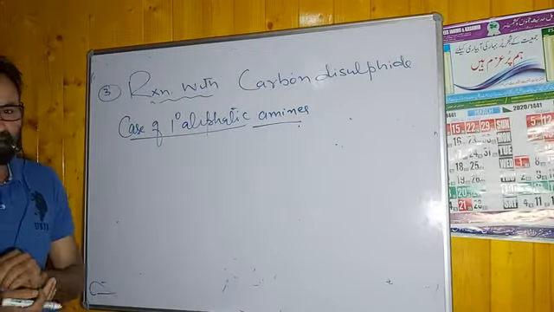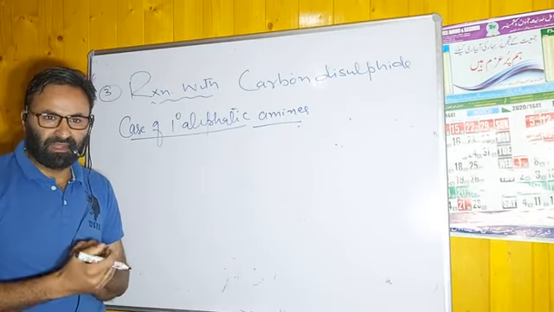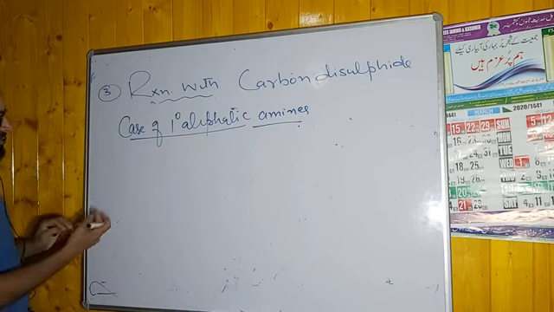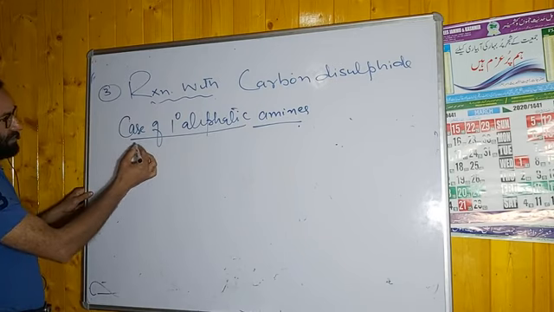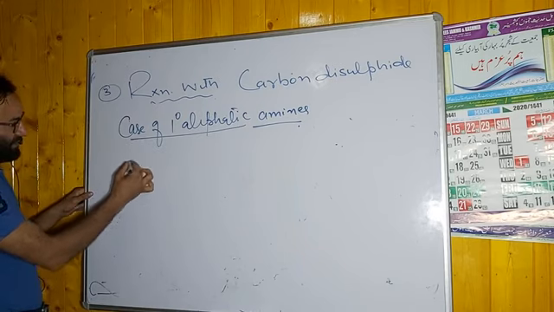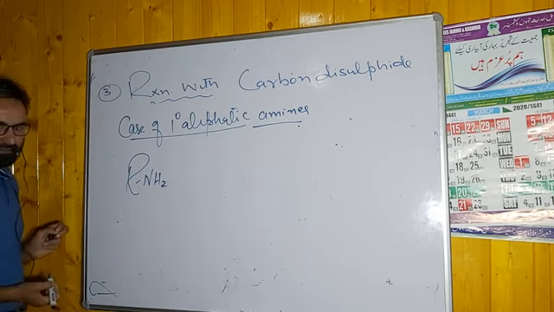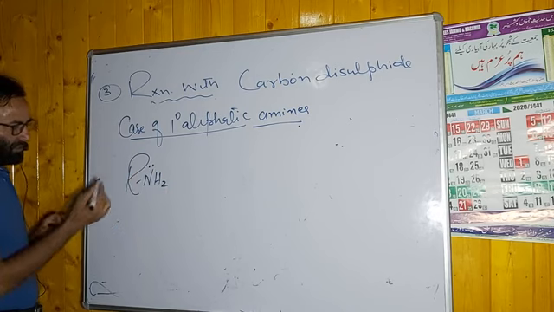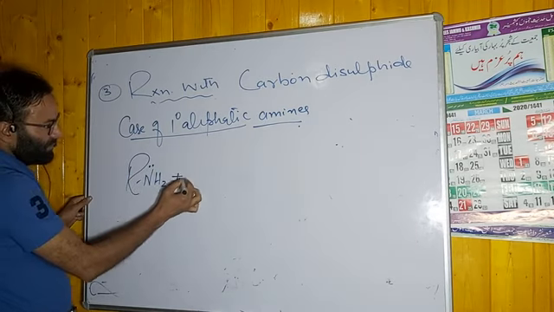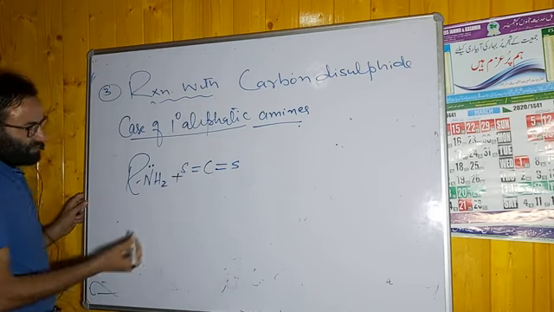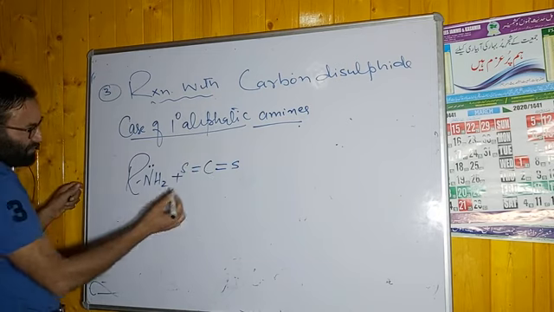Then we will see whether the 2 degree amines react or not. If they react, what happens? We have to discuss this. For example, take the case of a 1 degree aliphatic amine, RNH2. This is the lone pair. You will have carbon disulfide. Sulfur is more electronegative than carbon. What will happen? Delta minus.